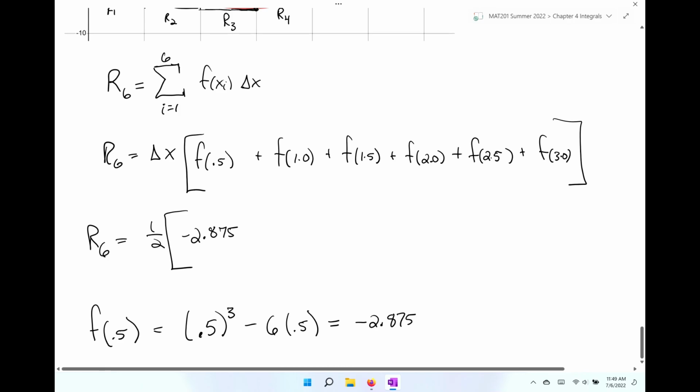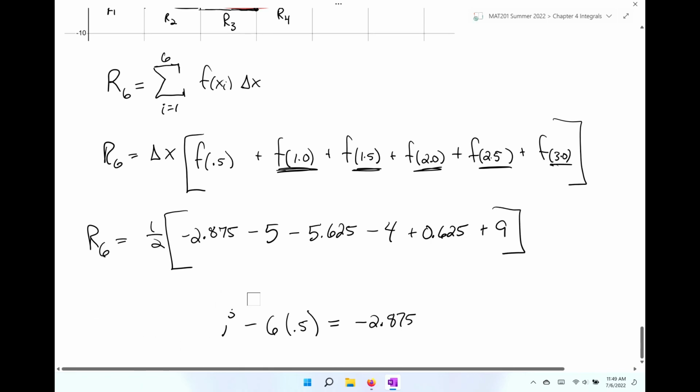And all you got to do is repeat this process for f of 1, f of 1.5, f of 2, f of 2.5, and f of 3.0. And if you do that, you're going to get the following numbers. F of 1 is 5. F of 1.5 is negative 5.625. F of 2 is 4. F of 2.5 is 0.625. And f of 3 is 9.